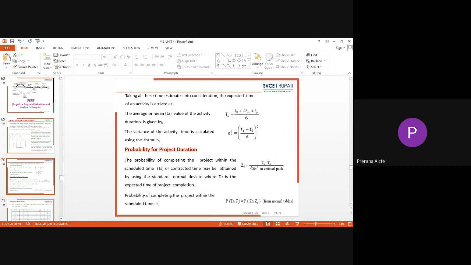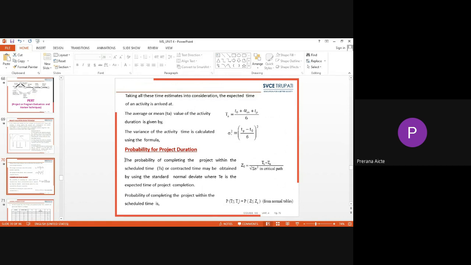And also, in order to calculate the variance, we can use this expression: sigma square is equal to ((TP - TO) / 6) whole squared. Here the variance is calculated in order to determine the probability for the activities or the probability of the whole project duration based on the different activities which are lying in the critical path.